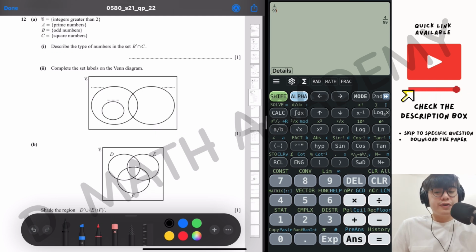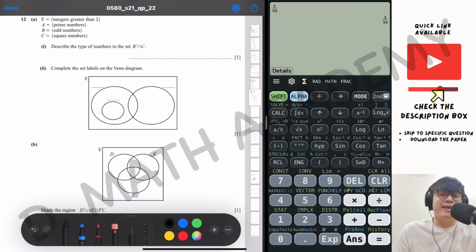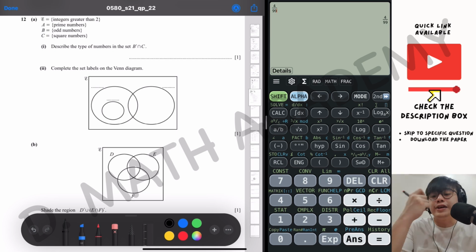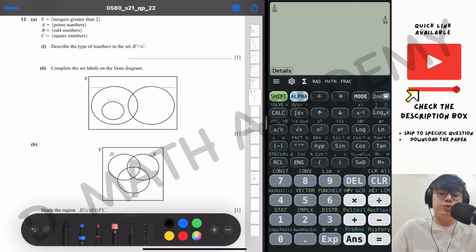So integers that are greater than 2, we'll have 3, 4, 5, 6, 7. The reason why I didn't include 2 itself is because they didn't mention greater than or equal to 2. So A is a prime number, B is an odd number, and C is a square number. Describe the type of numbers in the set of everything other than B intersected with C.